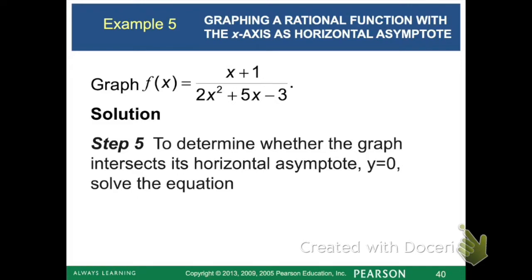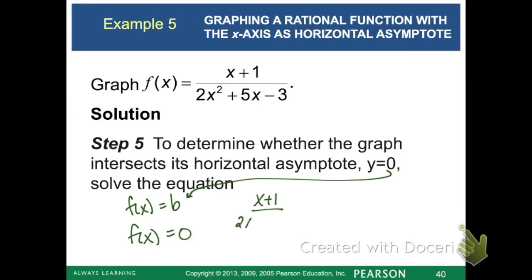Step 5, we need to determine if our graph intersects our horizontal asymptote, which remember is at y equals 0. We're going to do that by taking our function and setting it equal to our horizontal asymptote. So we have f of x equals b, which is our 0 here. Now remember, anytime we're setting our rational function equal to 0 and solving, it's just setting the numerator equal to 0 and solving. So we find that we intersect our horizontal asymptote at the point (-1, 0). Since our horizontal asymptote is the x-axis, and we just found our x-intercept at -1, we probably knew this already, but I wanted to make sure that you saw the process in case it wasn't on the axis.